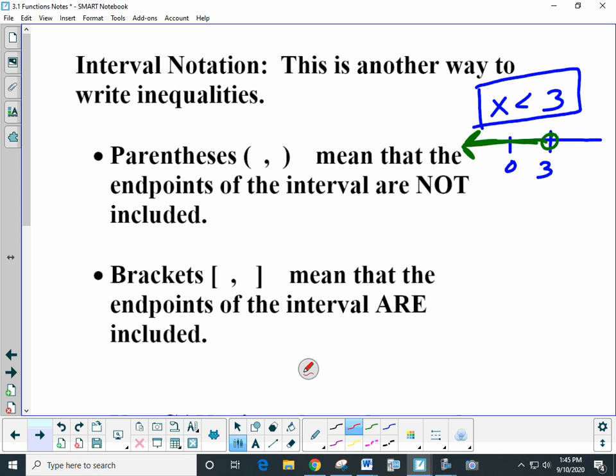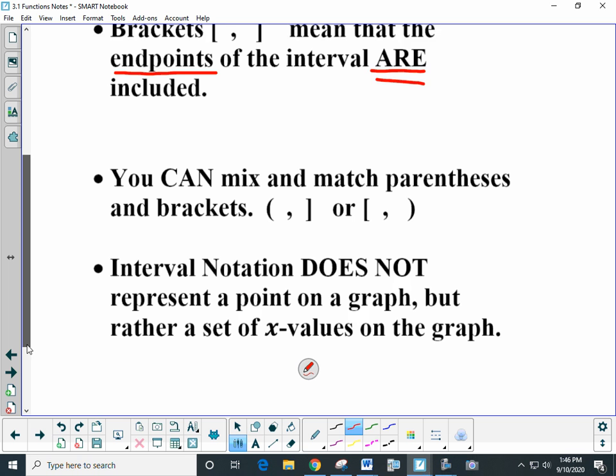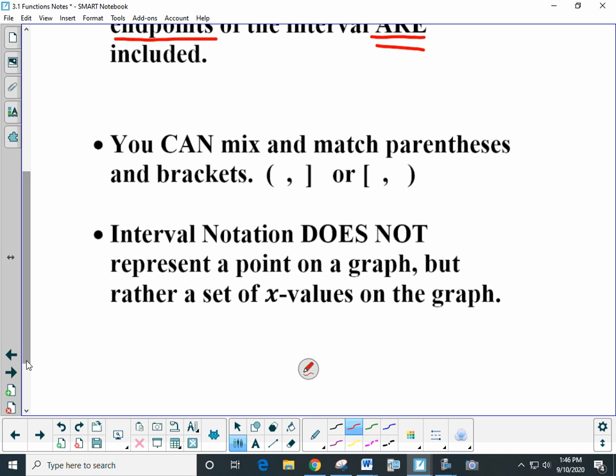So again, parentheses mean that the endpoints are not included, and brackets mean that the endpoints are included. You can mix and match parentheses and brackets, so you can have an open bracket on the left and a parenthesis on the right, or vice versa. Interval notation, I cannot stress this enough, does not represent a point on the graph, but rather a set of x values on the graph.